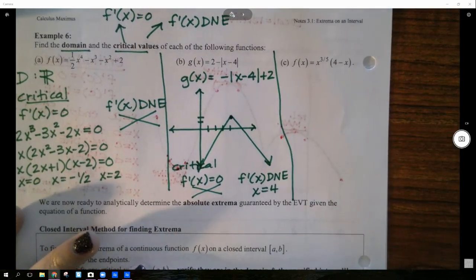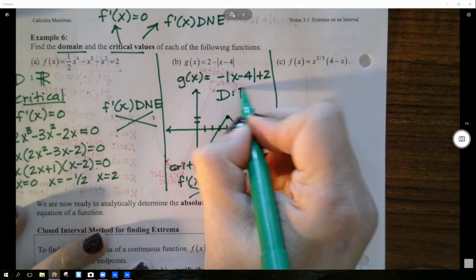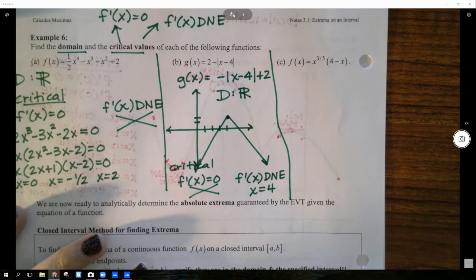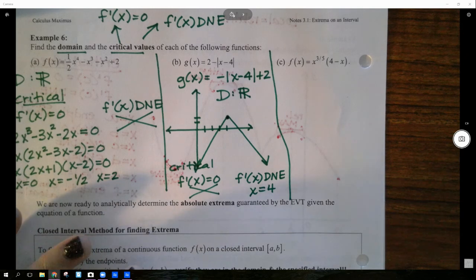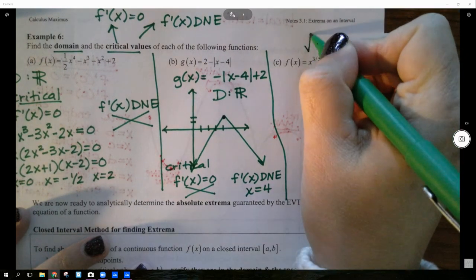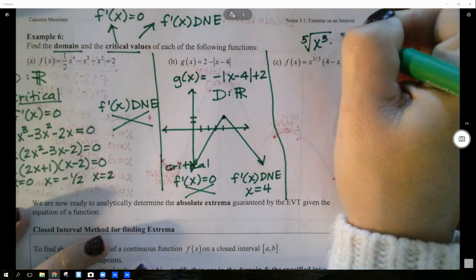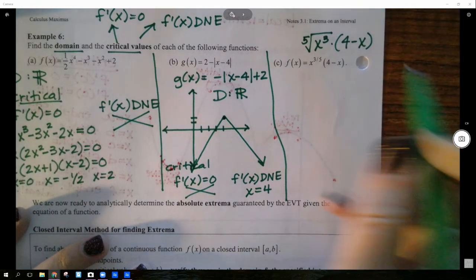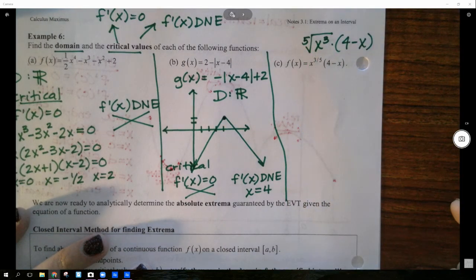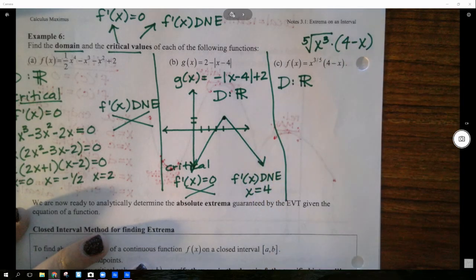For letter C, also for letter B, I didn't talk about the domain. The domain is still all real numbers for letter B. Any x value is going to work in that absolute value equation. Alrighty, so for letter C, you have x to the 3/5. Remember, you could rewrite that as the 5th root of x cubed, if you wanted to, times 4 minus x. This is an odd root, so you can have negative numbers under here, and so no problem with that. So your domain is still all real numbers.